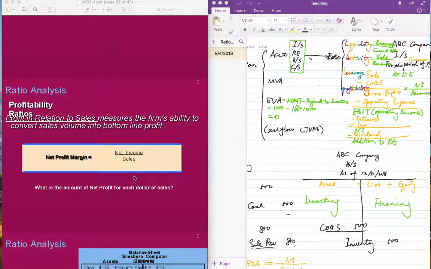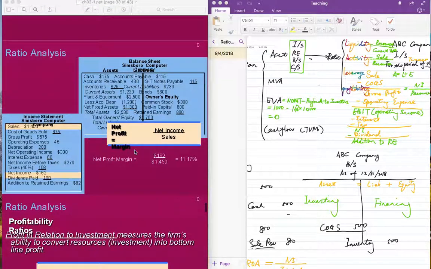Okay, so now look at this example. It tells us 11.17% of return on sales. That means for every $100 of sales, the firm generates $11.17 of net income. Good or bad? We don't know. It depends on your industry.